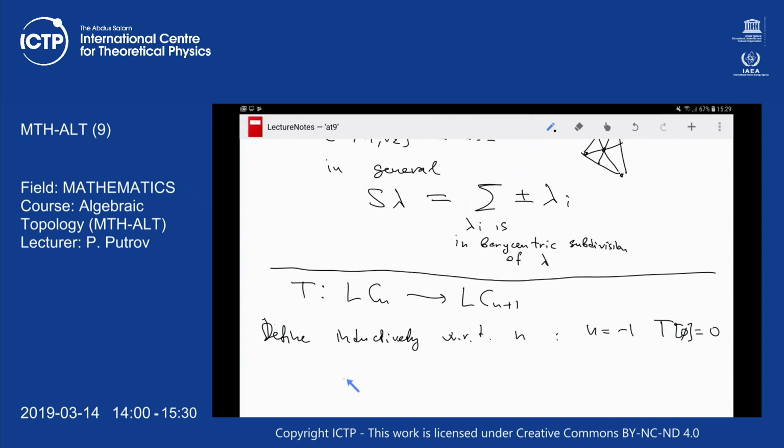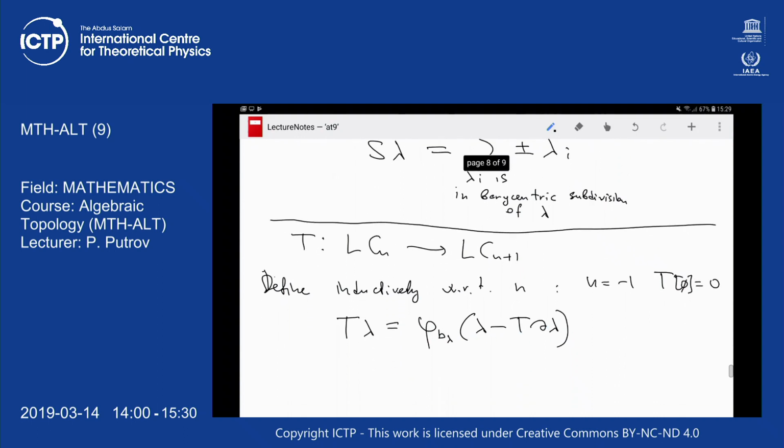And for general n, we use the following formula. We want to use T of lambda is equal to phi d lambda, the barycenter of lambda, acting on lambda minus T of d lambda. So again, if you know the definition of T for n-1, you know the definition for n, because if lambda belongs to LCn, d lambda belongs to LCn-1. So we can use this formula to recursively define T.